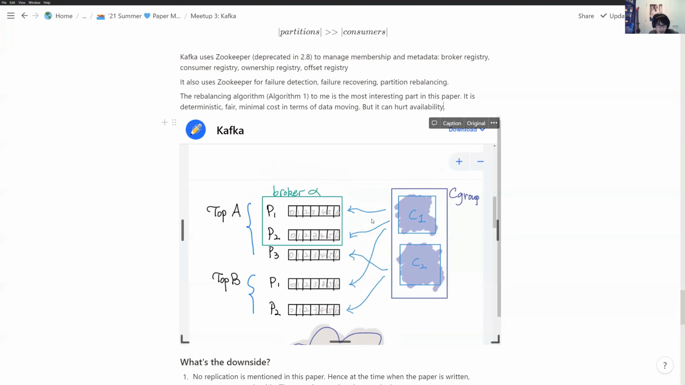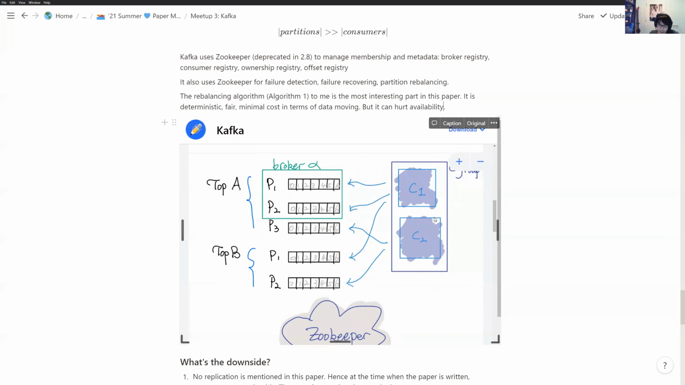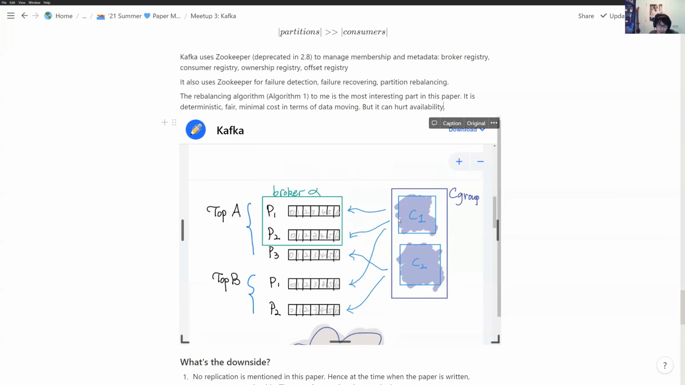There are a lot of concepts in Kafka, like a topic or broker, consumer groups, partition, consumers. I don't think you need to worry about it, but the most important thing you need to know is each consumer owns multiple partitions, and each partition can be owned by only one consumer. So in this case, we have a consumer group subscribing to topic A and B.